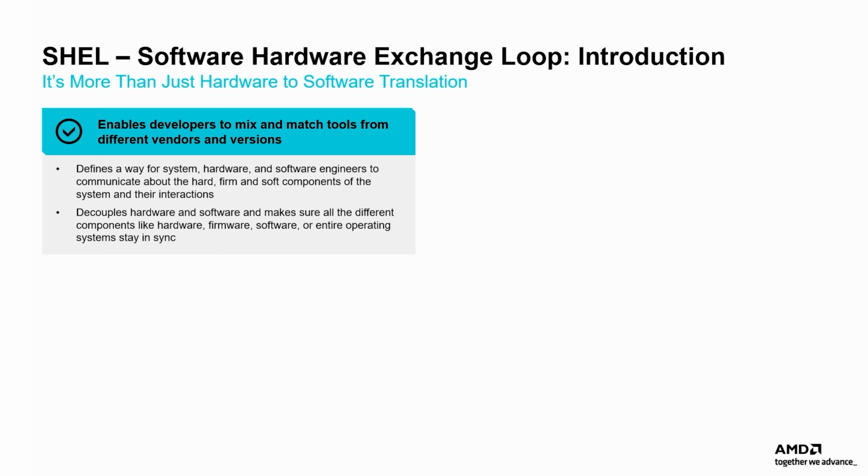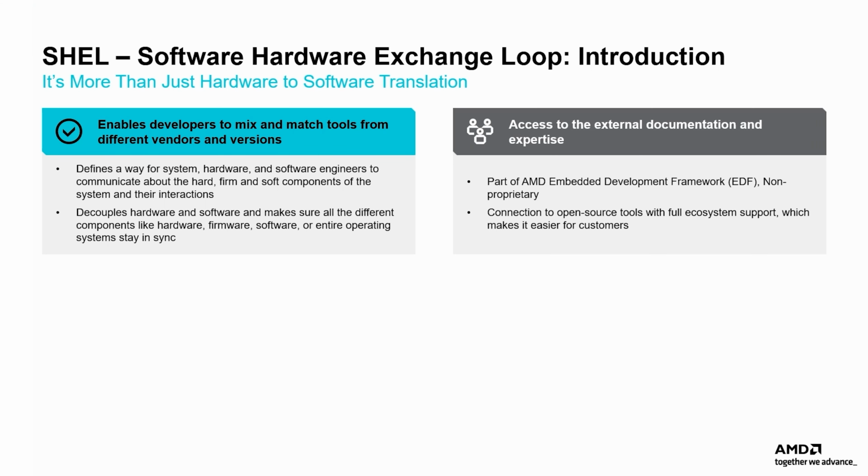It defines a way for system, hardware, and software engineers to communicate about the hard, firm, and soft components of the system and their interactions. Also, it decouples hardware and software and makes sure all the different components, like hardware, firmware, software, or entire operating systems, stay in sync. Next, SHELL allows customers to use documentation and expertise from more than just AMD.